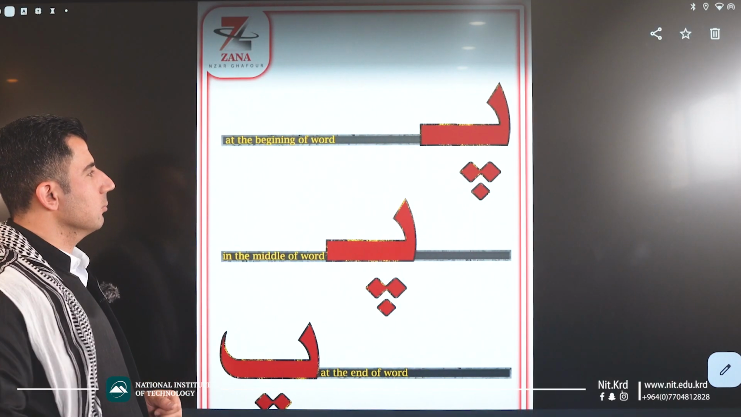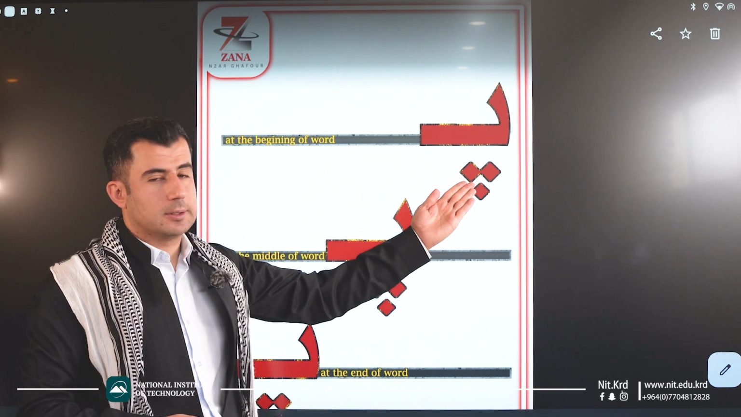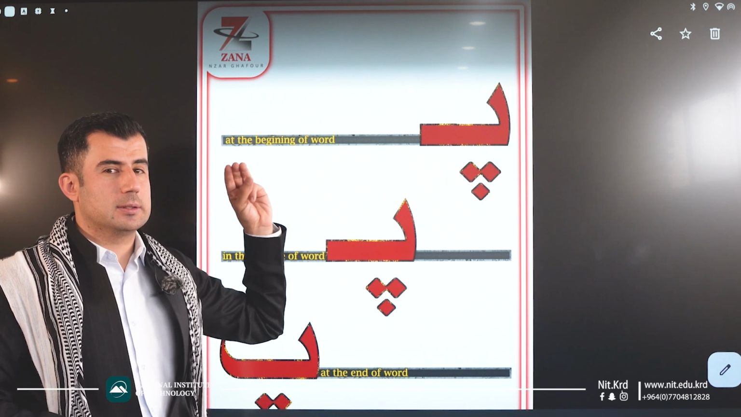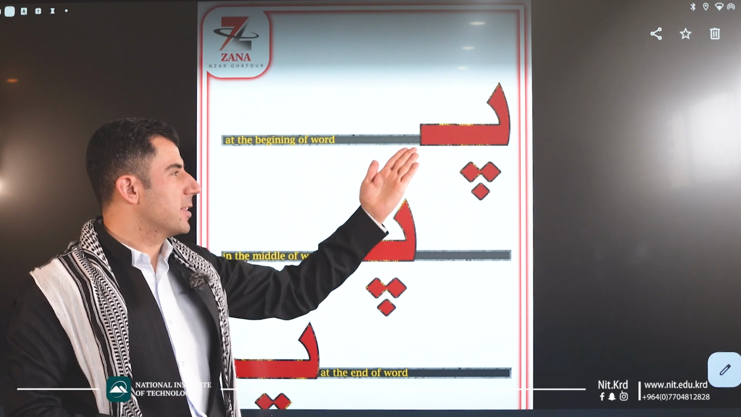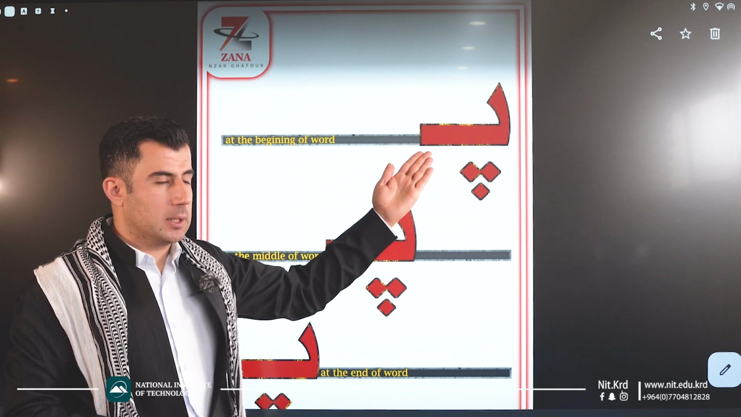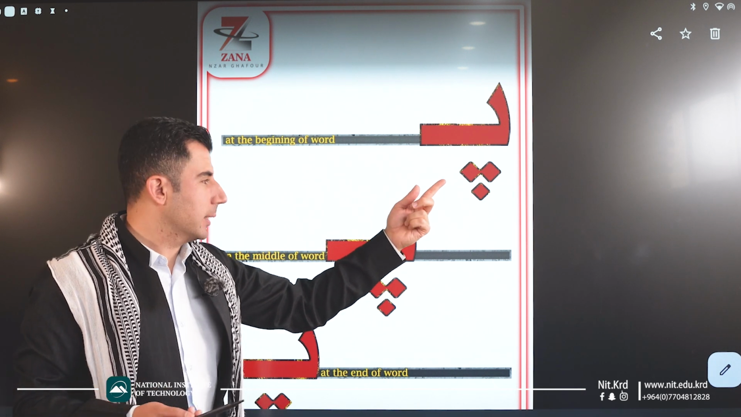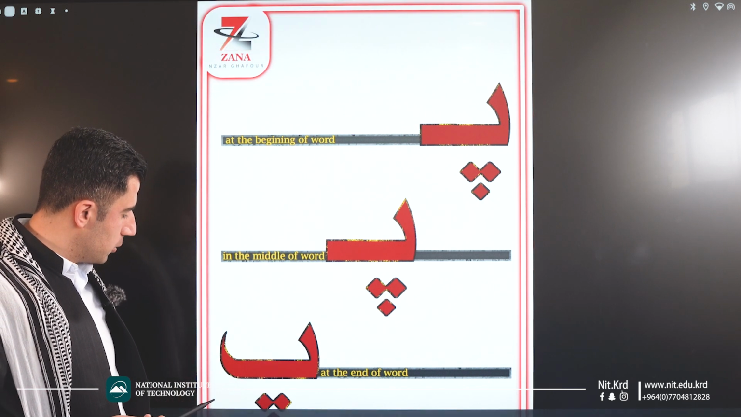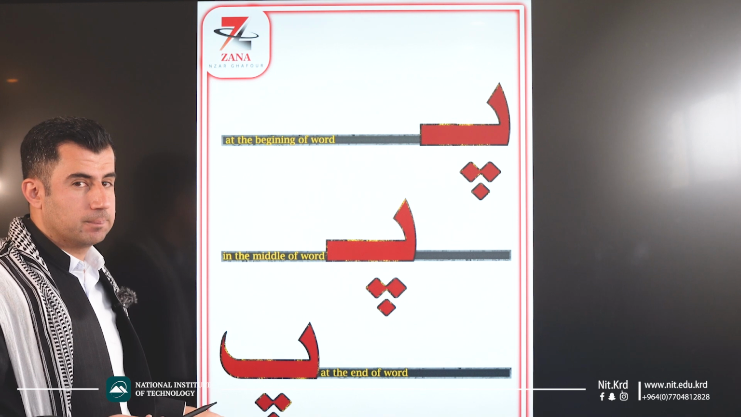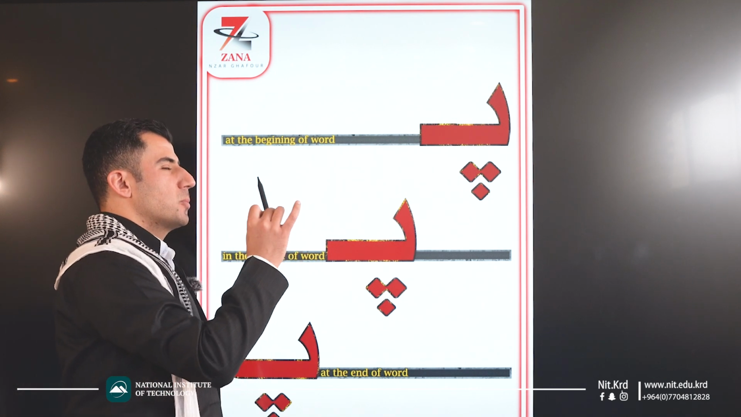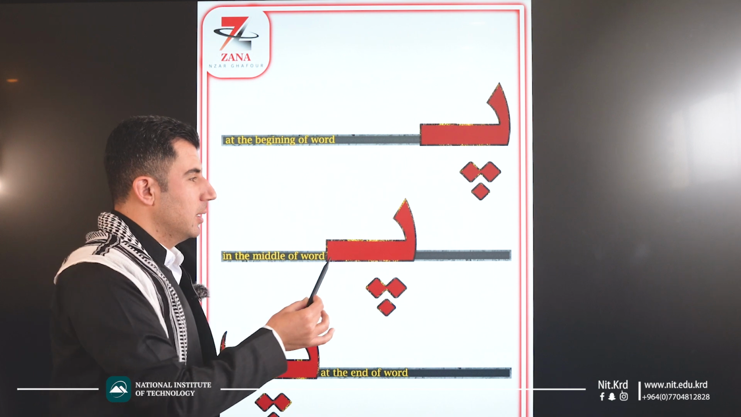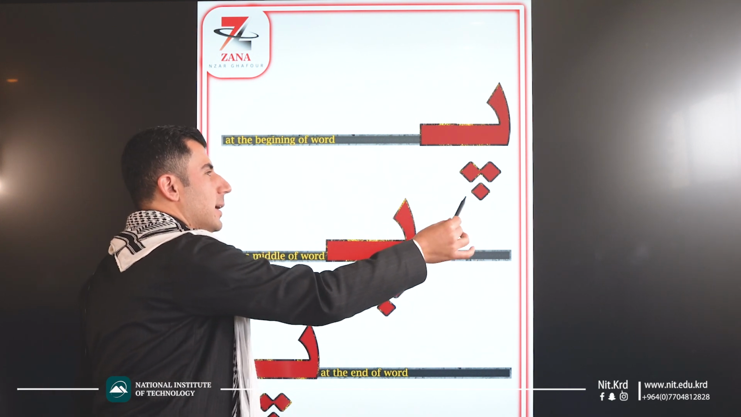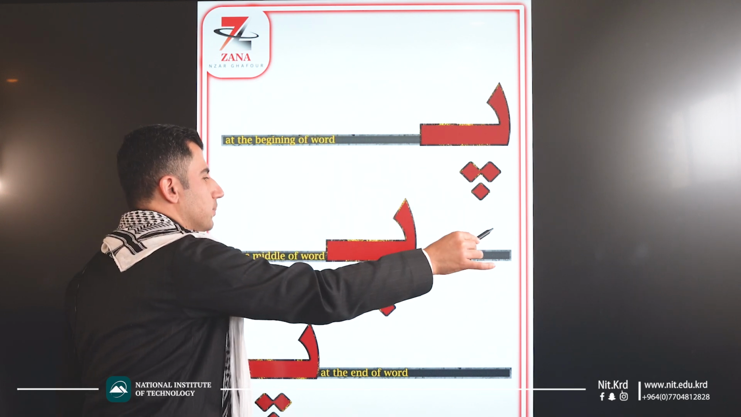Another one. P, with 3 dots. This is just like B with 3 dots. This one is P. It's like P in English. Good. In the middle it is this shape, and at the end we have to use this shape. The difference between B and P is the dots: here we have 3 dots, and in B we just have 1 dot.